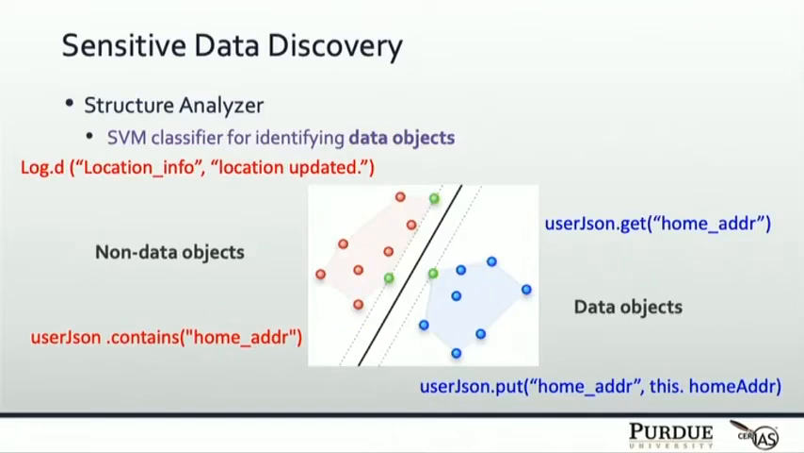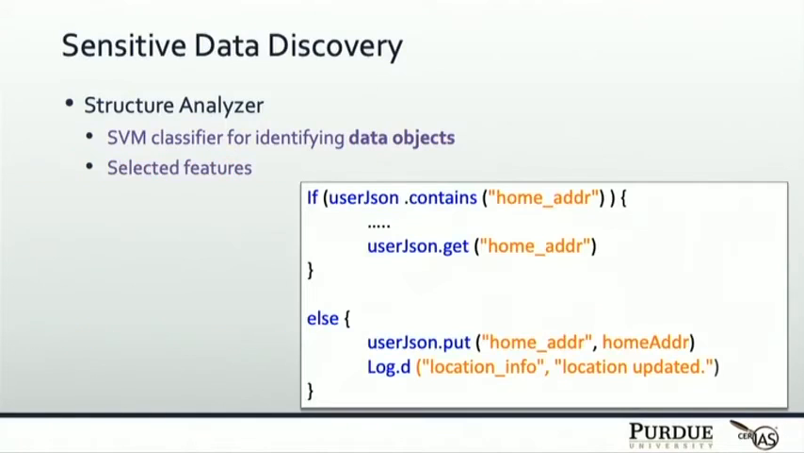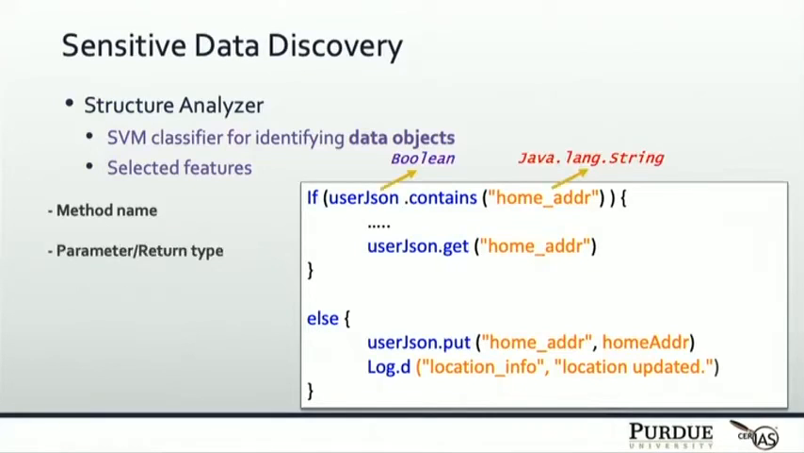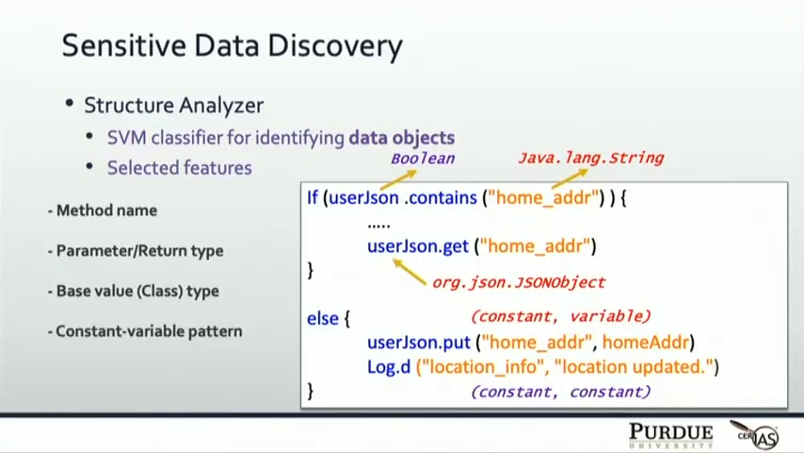So here we use the structure analyzer with an SVM-based classifier to filter out those irrelevant statements. The structure analyzer employs a set of program structure features to determine whether a given program statement indeed contains data objects. In detail, we chose the following features, including the method name, the class type of the parameters, return values, and base values, as well as the constant variable patterns.